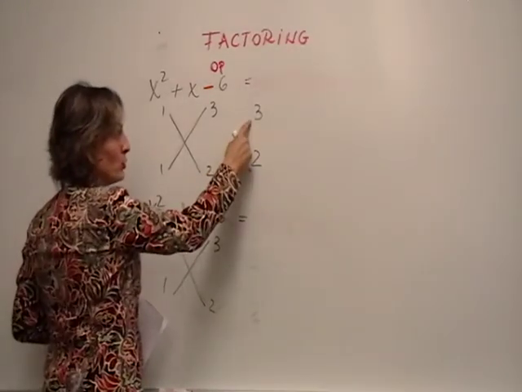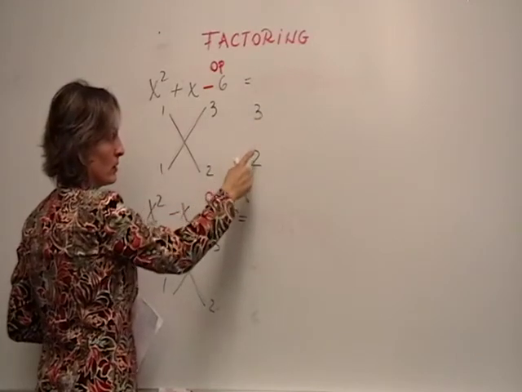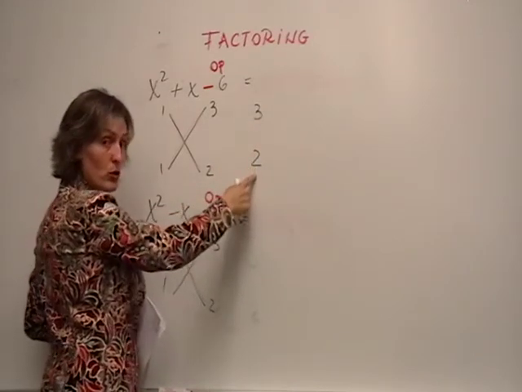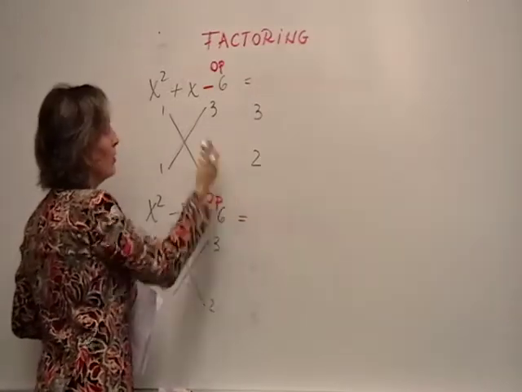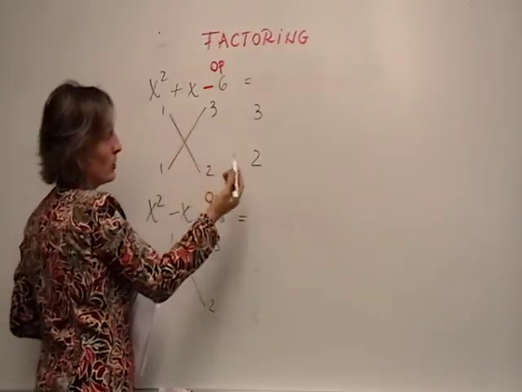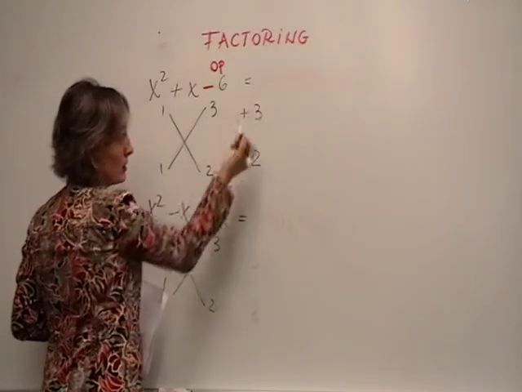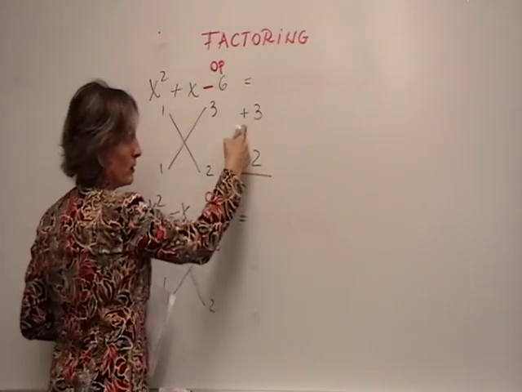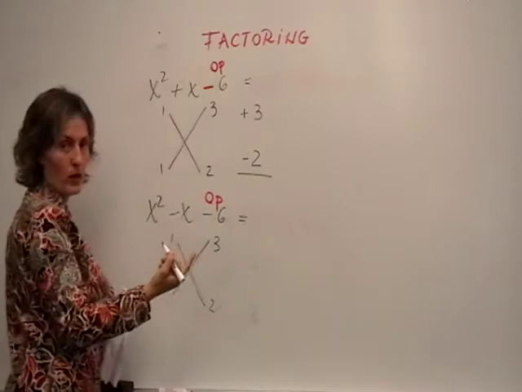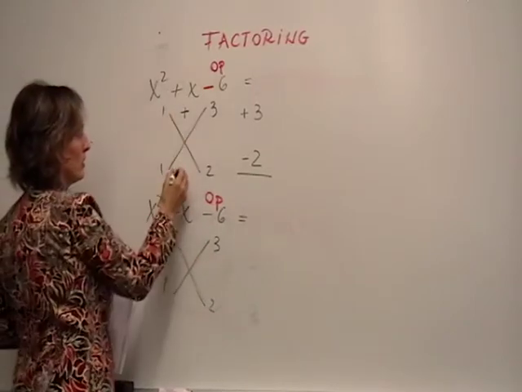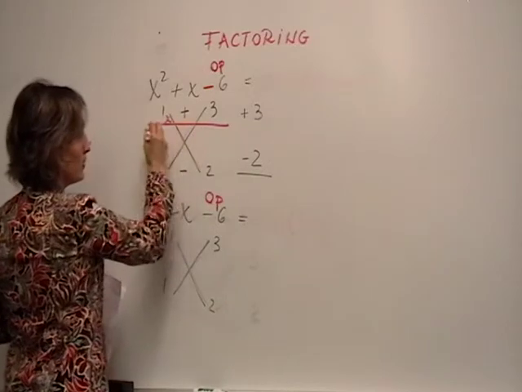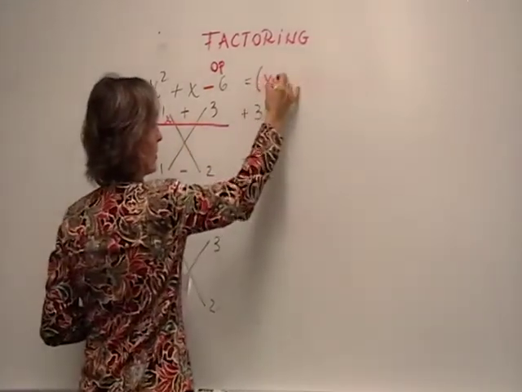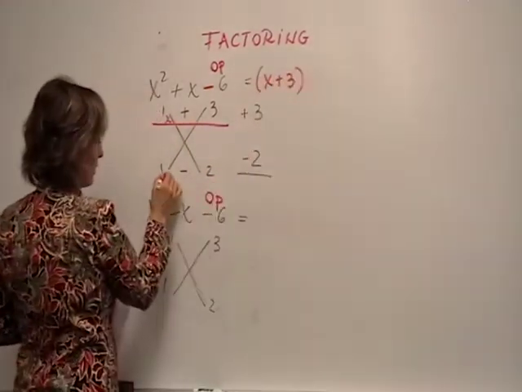Good. Now let's see which one has a plus and which one has a minus. What sign should 3 have that added to 2, which has a sign as well, will give you positive 1? So the only way is if this is positive and this is negative. Positive 3, negative 2, it's a positive 1. So that's a plus and that's a minus. So my final answer is 1x plus 3 and 1x minus 2.